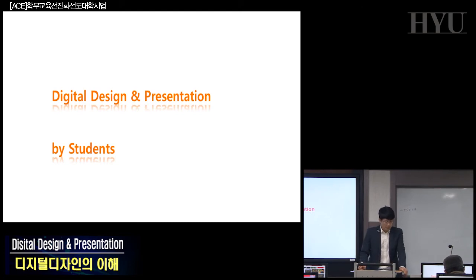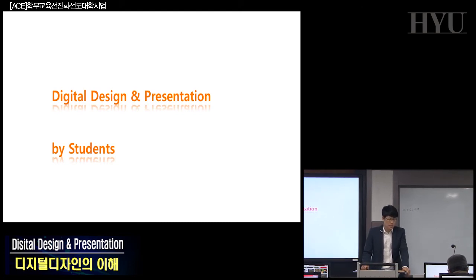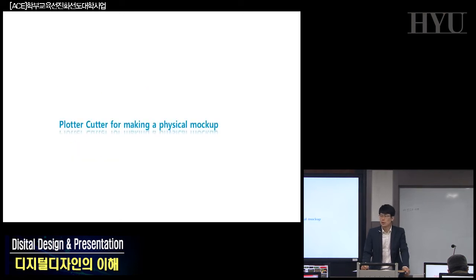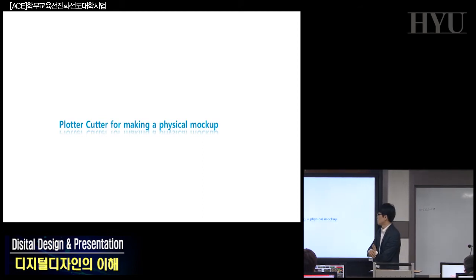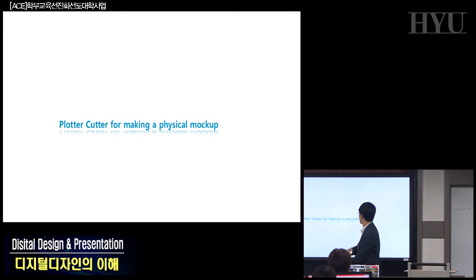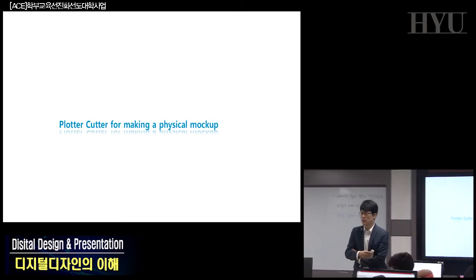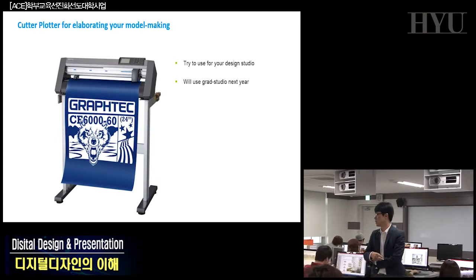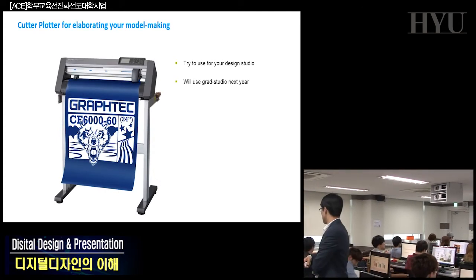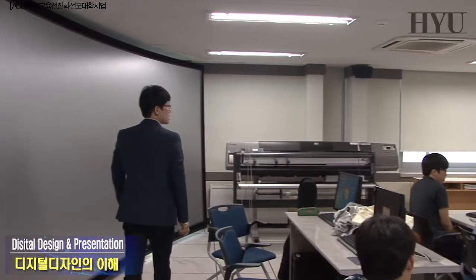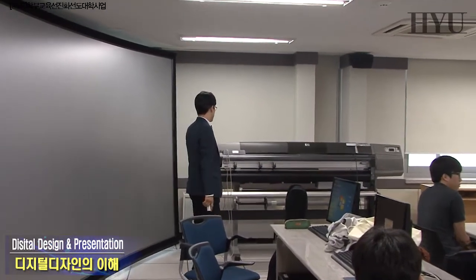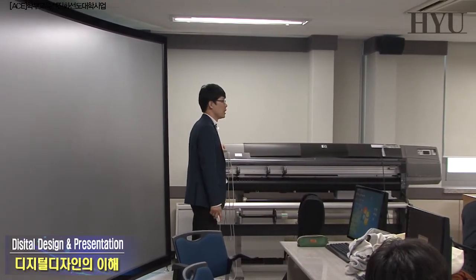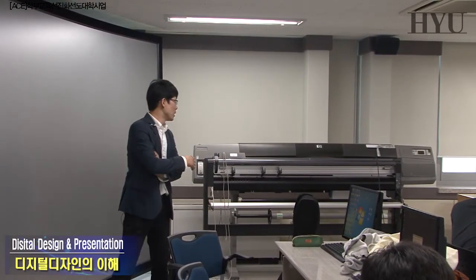Okay, next example, the first one is digital design and presentation done by students. Another example of some hardware, plotter cutter, for making a physical mockup. What is a plotter cutter? I told you we have that plotter cutter over there. This one. The picture represented in the slide is here. This one is a much more expensive and bigger one.